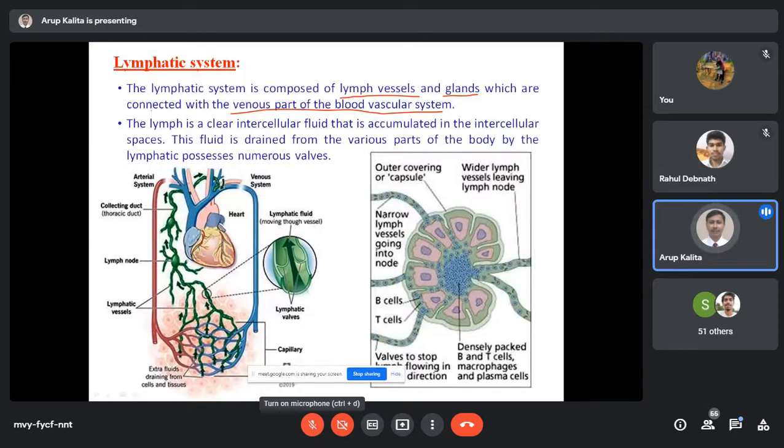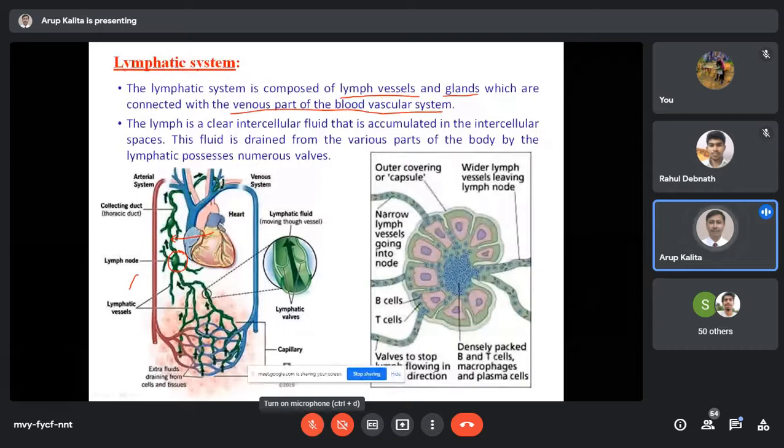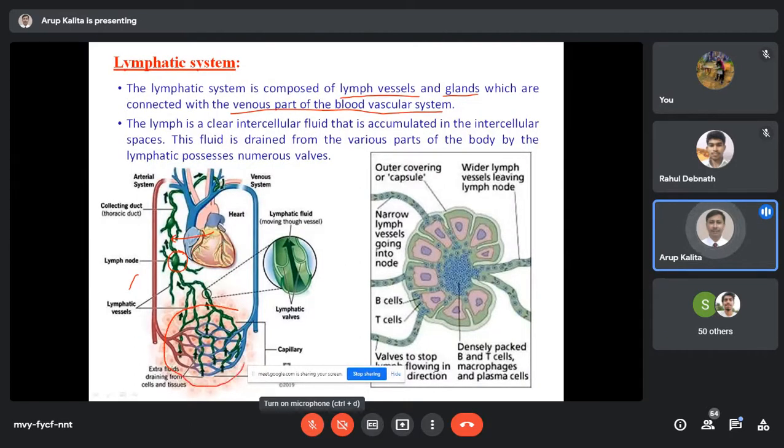So here you see in this photograph, these are the lymphatic vessels, and these are the lymph glands. So you see, this is the periphery area. Have you seen my pencil or not? Okay, you see, this is the periphery area.